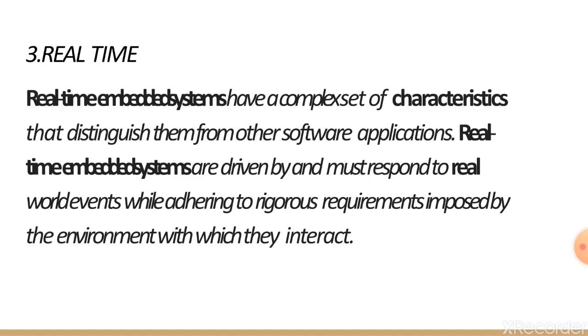Next concern is to make things more difficult. Embedded computing operations must often meet deadlines. This is the second constraint. In this constraint, there are two categories: real time and multi-rate. First one is real time. Real-time embedded systems have a complex set of characteristics that distinguish them from other software applications. Real-time embedded systems are driven by and must respond to real-world events while adhering to rigorous requirements imposed by the environment with which they interact.